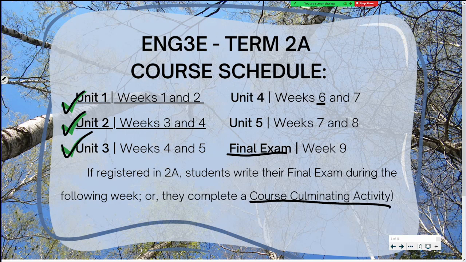And the course culminating activity is similar to the final exam, but instead of having a timed 2-hour test, you'll be given an assignment to work on your own time. And then you'll hand that back in, get graded. It's still worth 20% of your final mark.